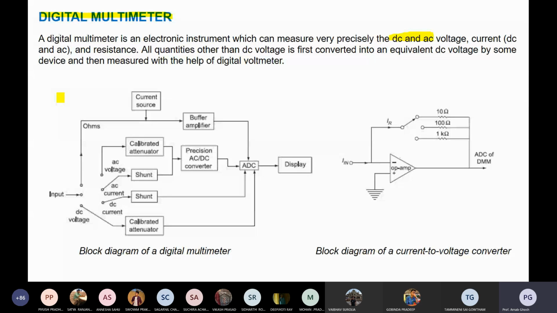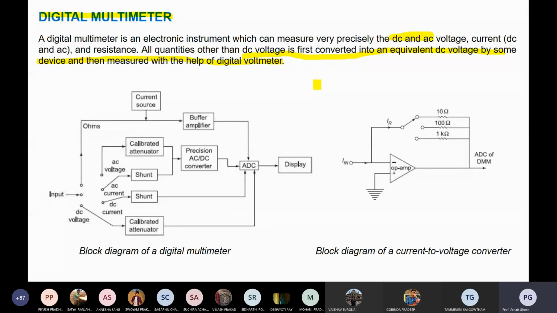All quantities other than DC voltage are first converted into an equivalent DC voltage by some device, then measured with the help of a digital voltmeter. So the main thing is that you are able to measure voltage, current, resistance, and sometimes other testing is also possible. Sometimes you are able to measure capacitor and inductor values, and the configuration of a transistor or diode; different features you can add over there.